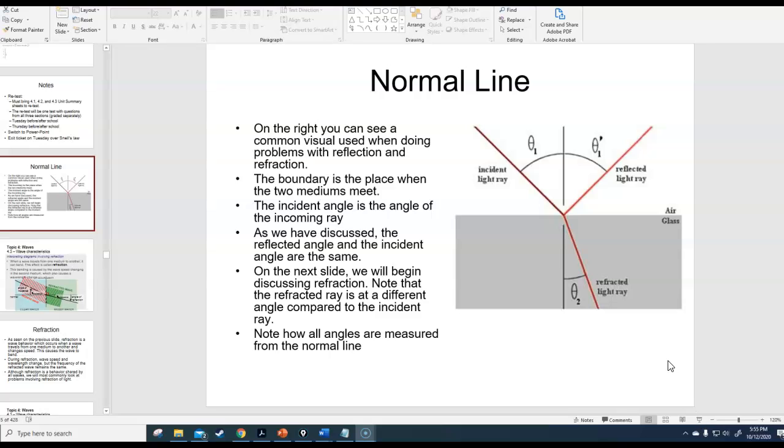Okay, so in the last video we started talking about wave behaviors and we talked about reflection. In this video we're going to talk about the concept of refraction.